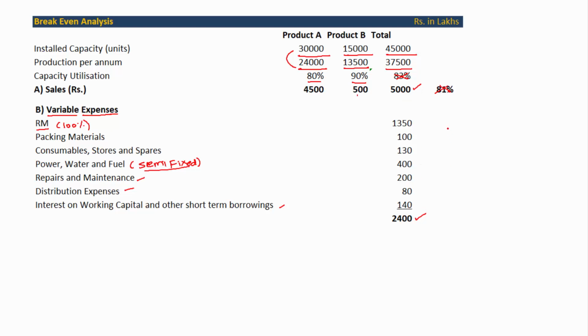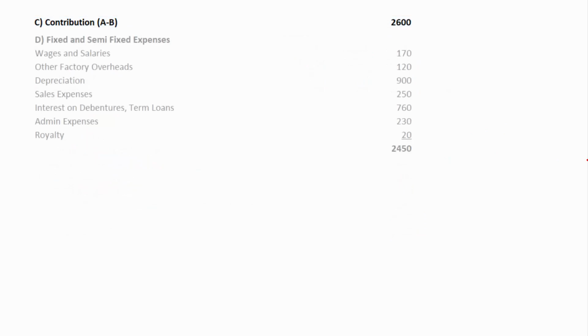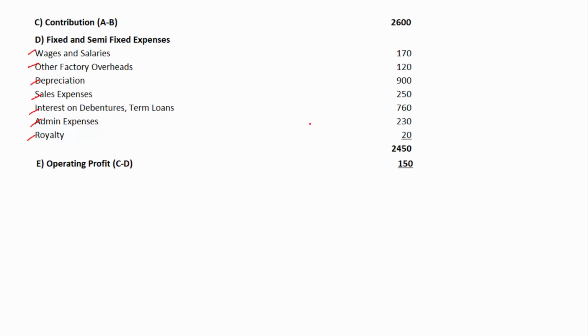So from sales, if you deduct variable cost, what you get is contribution. And contribution only is going to help you to recover your fixed cost. So from A sales, if you deduct B variable expenses, you get C contribution, which is 2,600. Now from this contribution, if you deduct fixed cost, you are going to get your operating profit. So we have various fixed expenses like wages and salaries, other factory overheads, depreciation, sales expense, interest on debenture, term loan, admin expense, royalty. When you deduct all this, you are going to get your operating profit.